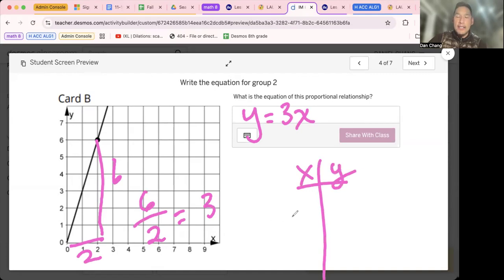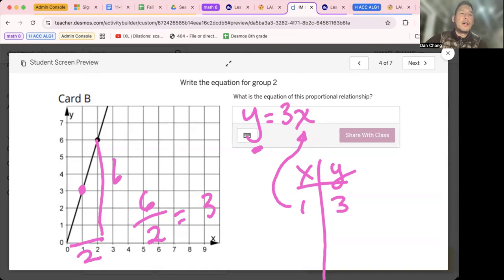you can pick any x in the world, like, say, 1. And if you take this 1 for x and replace the x above it, you would do 1 times 3, and it would tell you that y must be 3 when x is 1. And of course, you've got that point right there. That's how this works.